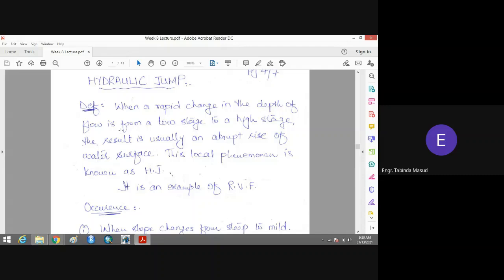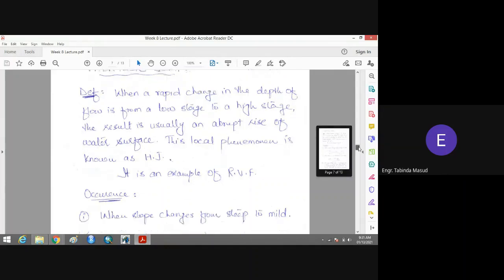When a rapid change in the depth of flow is from a low stage to a high stage, the result is usually an abrupt rise of water surface. This local phenomenon is known as hydraulic jump. We know that hydraulic jump occurs when the velocity of flow is high. When the velocity of the flow is high and hydraulic jump occurs, what happens? After hydraulic jump, the depth of the flow always increases. So there is a very rapid change in the depth of the flow, unlike gradually varied flow.